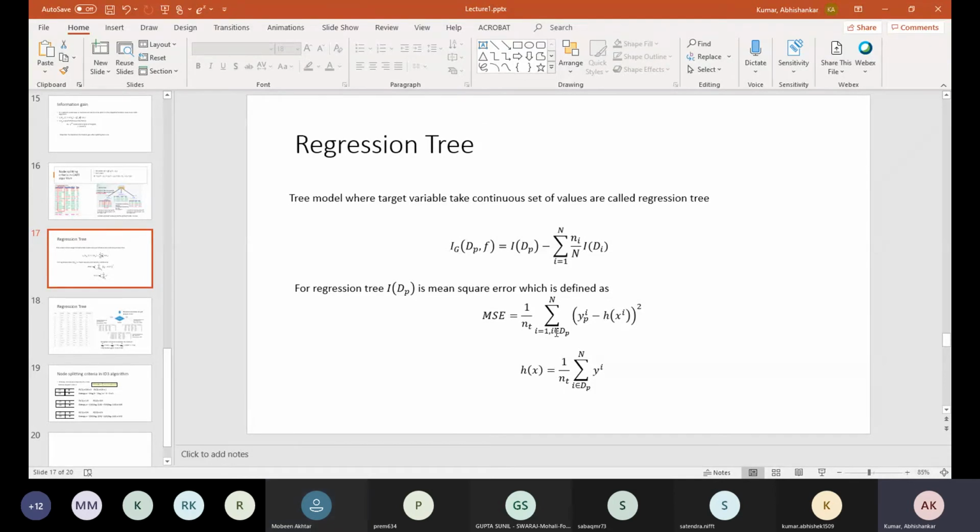What it says is you have to consider i running from 1 to n, only over the data present in node p. You don't have to take all the data. Once you split it, you take only the data present in node p, and then you get the MSE. That's all it is saying. The formula looks scary, but if you try to understand it, it is not that scary.